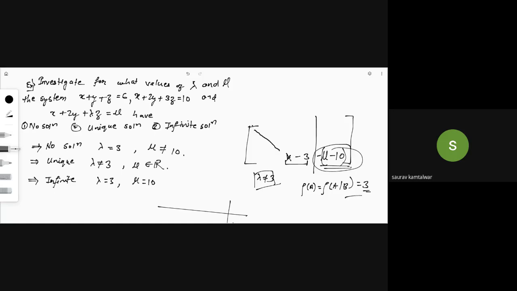Sir, I have a doubt. If lambda is equal to 3 and mu not equal to 10, it has to be no solution, no? Because the second and third equations are equal, and that's why 10 not equal to mu is coming there. Right, that's what I have written here: lambda is equal to 3 and mu not equal to 10 will have no solution. Okay, next question.